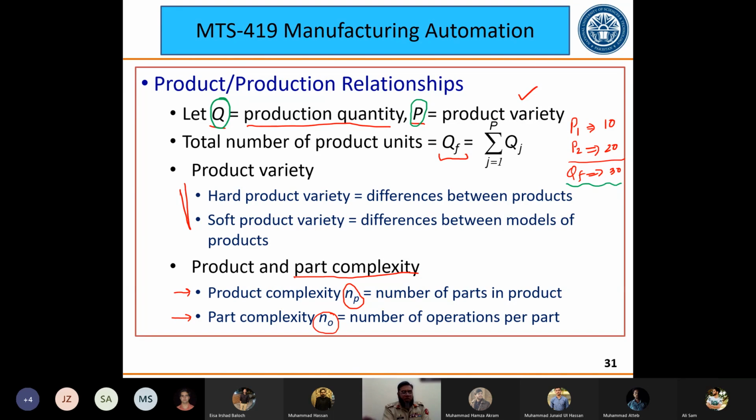Simple, there is nothing difficult here. Then product variety, we know hard and soft product variety, we know this. This needs to be looked at a little carefully: the product complexity would depend on NP, which is the number of parts in the product.